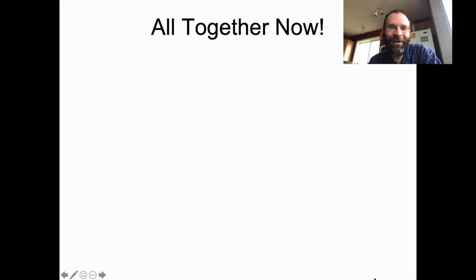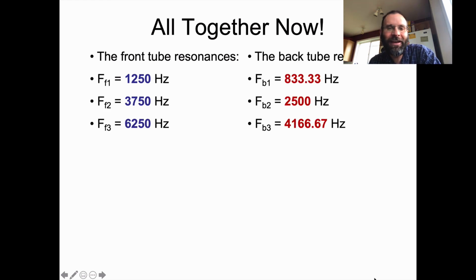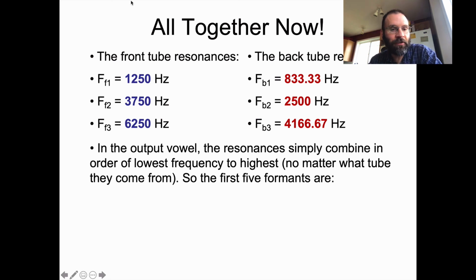All right, so here we go. Here's our first 3 front tube resonances. Here's our first 3 back tube resonances. How do they fit together in the whole shebang? Basically, we look at this collection of 6, and our first formant frequency is going to be the lowest frequency out of all 6 of these, which is this one, right? It's the smallest number. So that's my first formant.